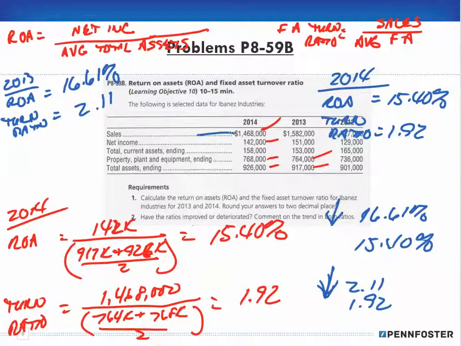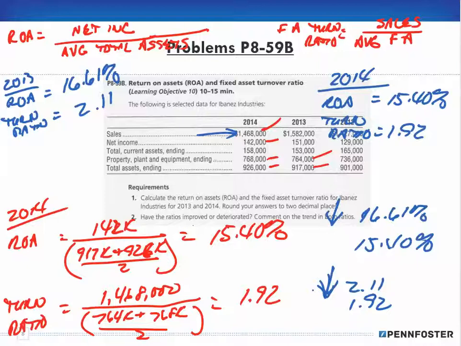Okay, so it's not selling as much of its inventory as it was, and that's reflected by the sales. Okay, and you can see in 2013, its sales were 15,582,000. Well, its sales for 2014 was 1,468,000. So it's not selling as much of its inventory, and its inventory is part of the assets, and so that's why the turnover ratio is less in 2014 than it was in 2013.